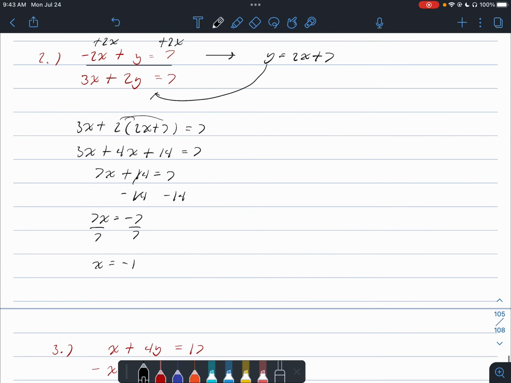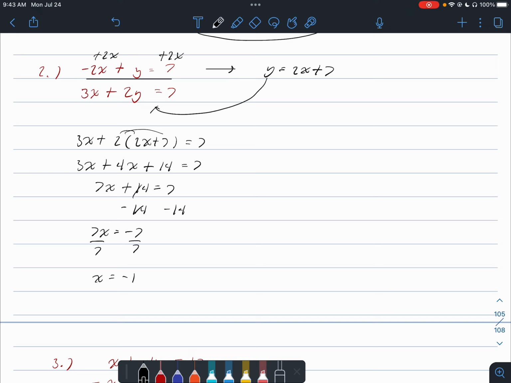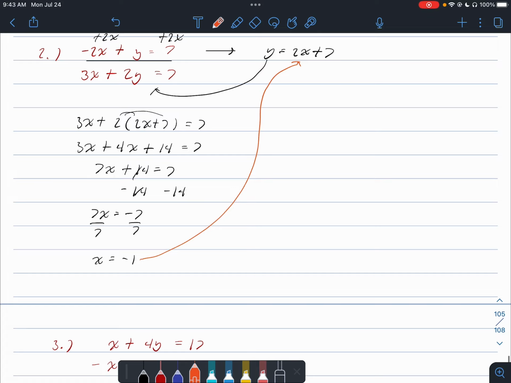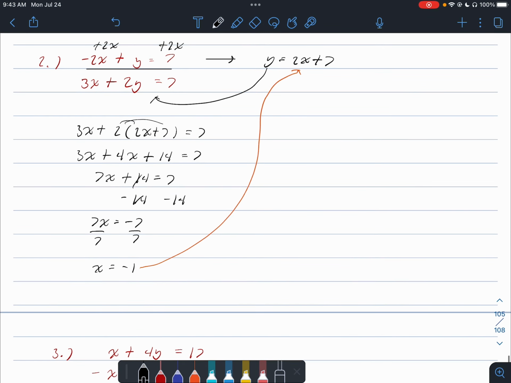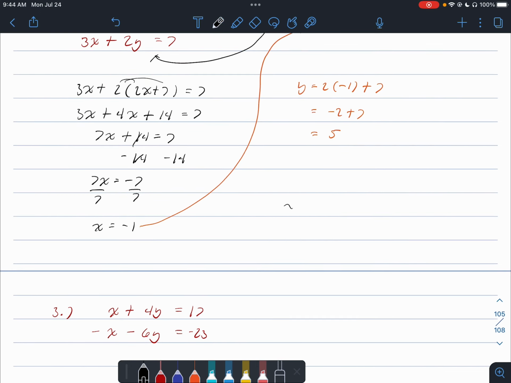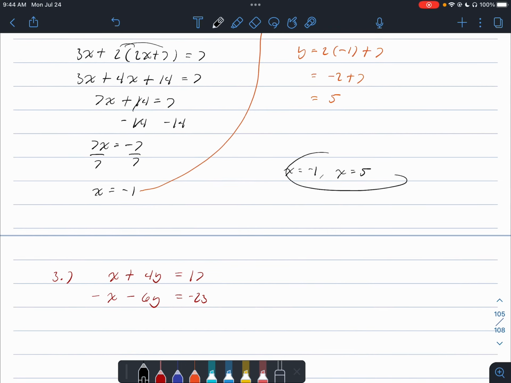Cool. So now we can take this x equals negative 1, and we can plug it in anywhere here. But I'm thinking we take it into this equation right here, okay? Keeping in mind that this is the same equation as this equation, so we can go ahead and do that since we've already solved for y. All right, so we have y is equal to 2 times negative 1 plus 7, or y equals negative 2 plus 7, which is 5. So x equals negative 1 and y equals 5 is our solution.